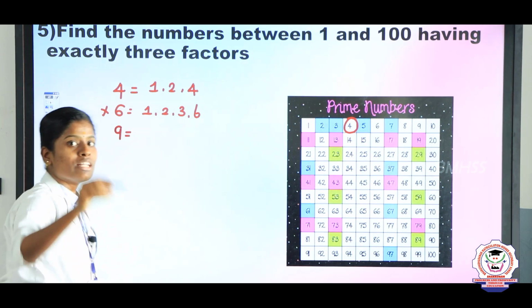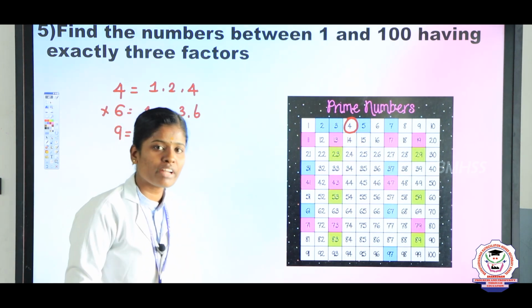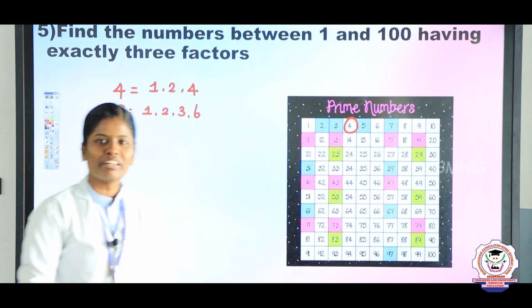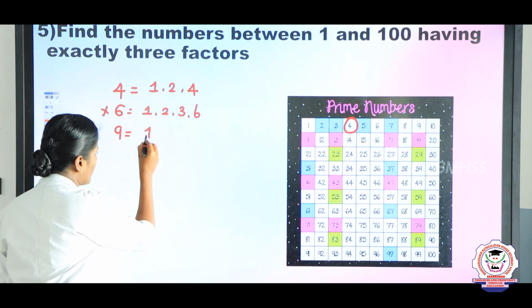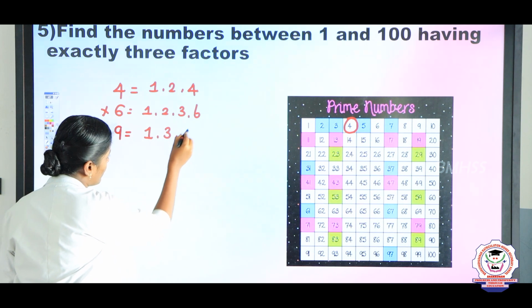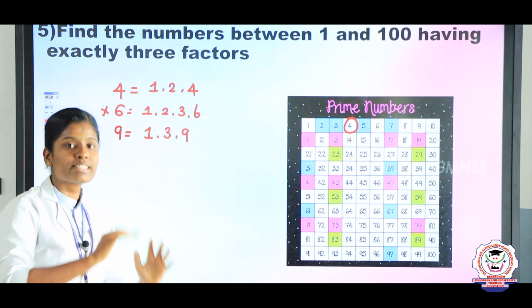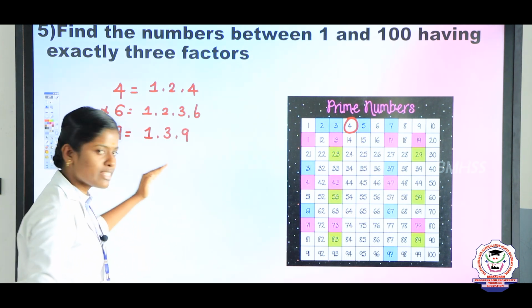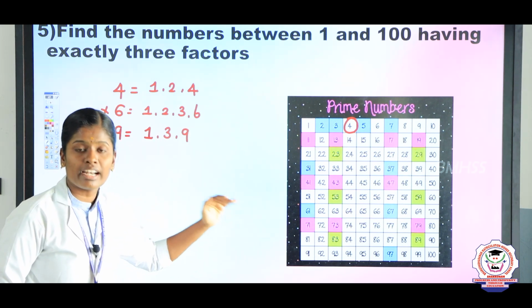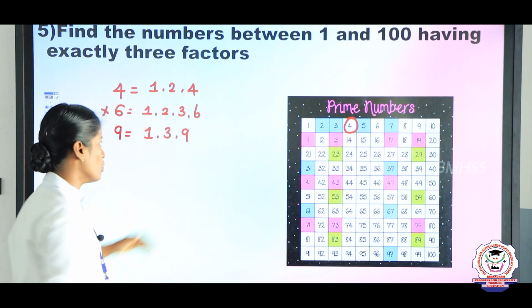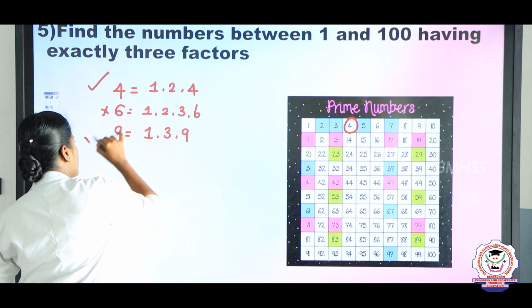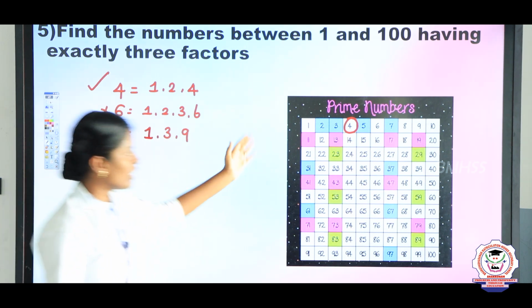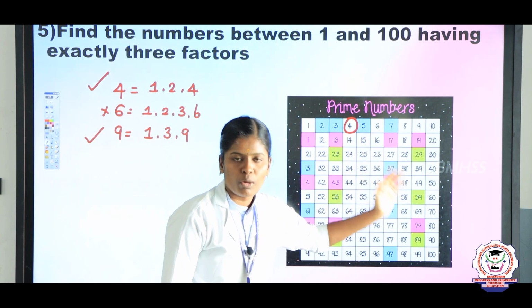So, now tell me Diya, what are the factors of 9? Very good. The factors of 9 are 1, 3 and 9. So, here we have exactly 3 factors. 1 9 is 9, 3 3s are 9 and 9 1s are 9. So, the answer is 4 and then 9. Then we will check all the composite numbers continuously.